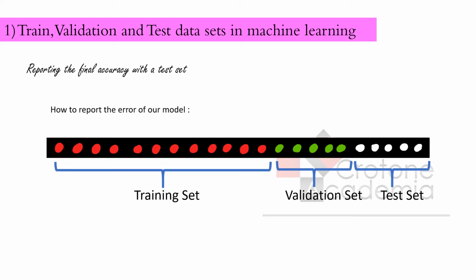Usually before doing anything with the model, we divide the dataset into three parts. The first part is called the training set, the second part the validation set, and the last part the test set. The performance of the best model can be reported using that test set. Usually in machine learning we can use about 80% as the training set, 10% as the validation set, and the last 10% as the test set.